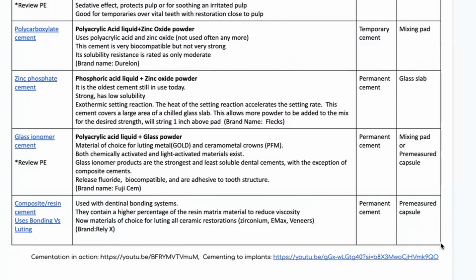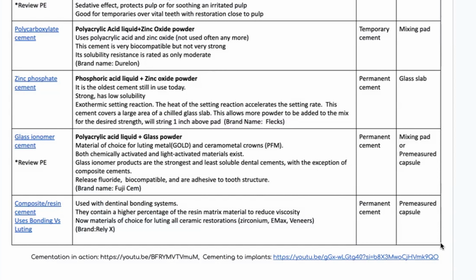And then glass ionomer products are the strongest and least soluble dental cement. I think that's mostly because they put that glass in it, making it a really, really strong material. But we're going to get to one that's up and coming, that's being used a lot more than glass ionomer, that's pretty strong as well. But compared to the first three, it's the strongest. So with that, we also know that it releases fluoride. It's biocompatible and it's very adhesive to the tooth structure.